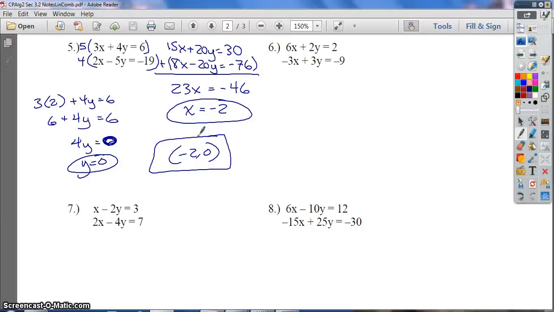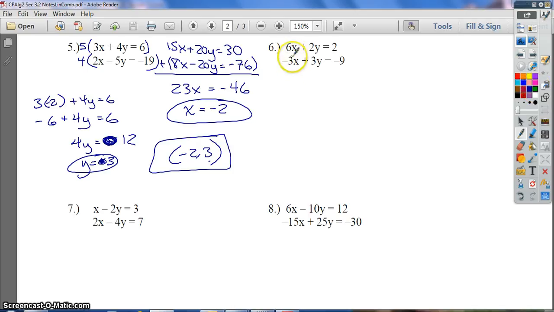I got 15x, 20y, 30, 8x, negative 20y, negative 76, negative 46, negative 2. That's where I missed my negatives. This is now 12. Check this. This is 12. Y is 3. There's my solution now. I missed the negative, ladies and gentlemen. Now if I check that, that does work. Okay, so let's go to 6.